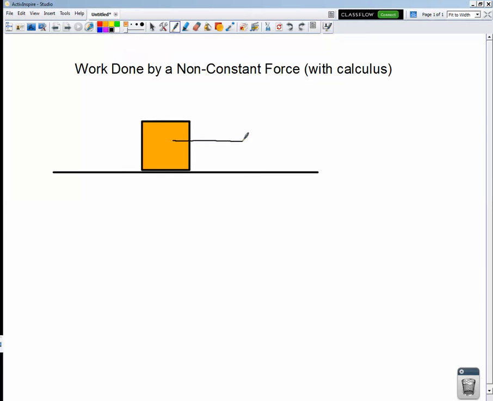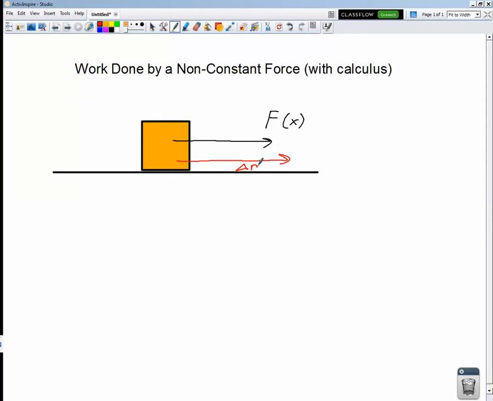let's say that we're going to apply some force. And this is a non-constant force. It's going to depend not on the time, but it's going to depend on the position. And we are going to move this block by a certain displacement, delta r.